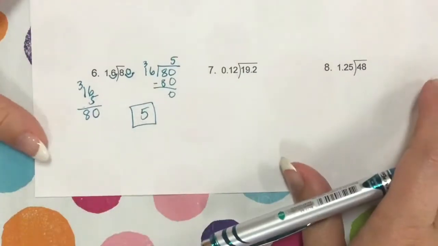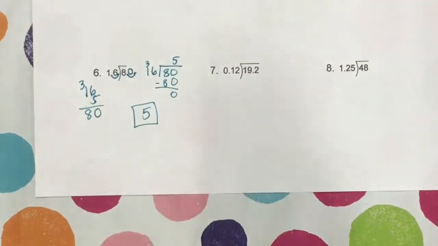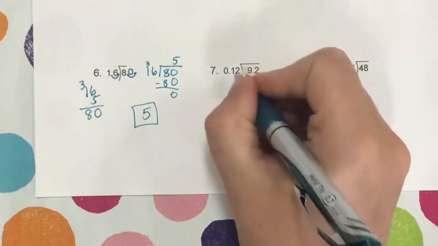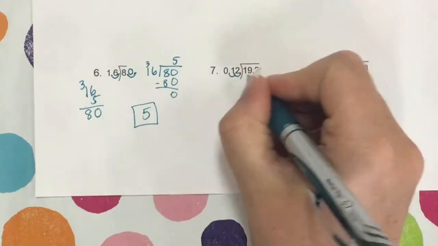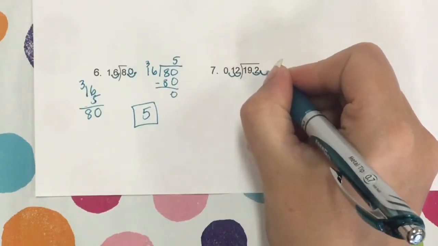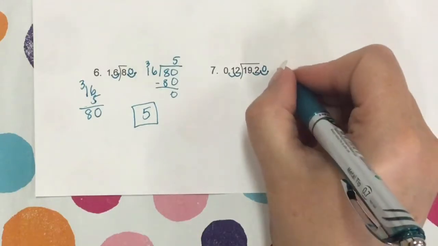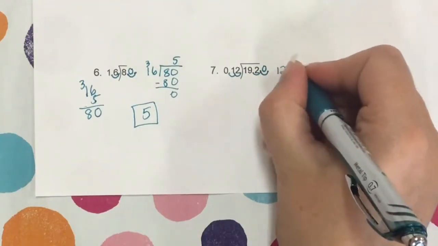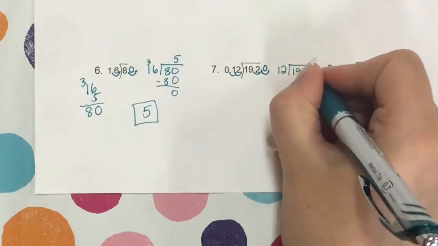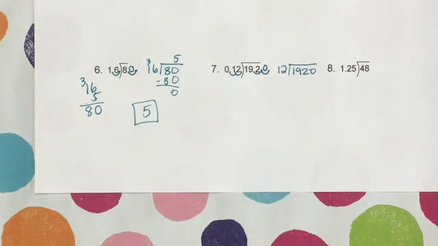Let's move on to 7. We have 19.2 divided by 0.12. We've got to get rid of this decimal, so we're going to move it over 2 places. If we move it over 2 places here, we've got to move it over 2 places here. That's 1 and 2. There's nothing here, so we have to put a 0. So now what we're doing is 1,920 divided by 12. Okay, cool.